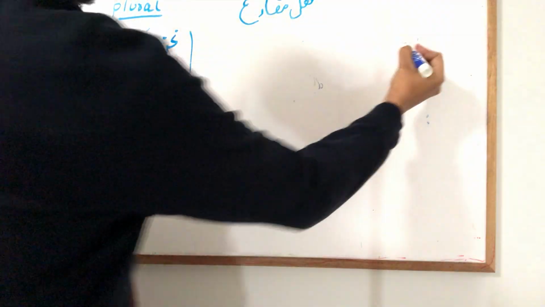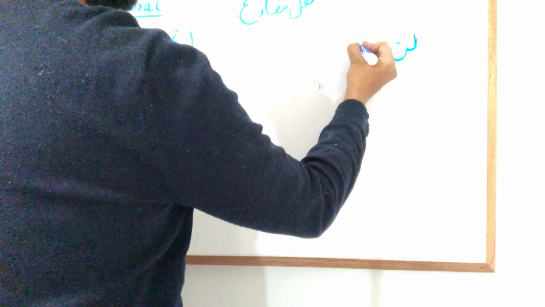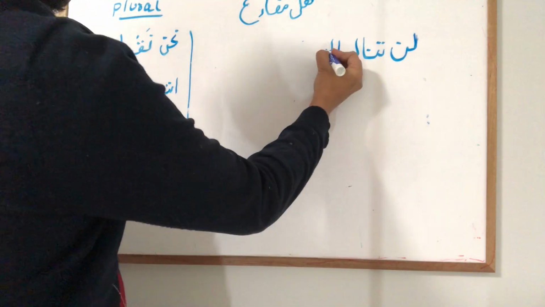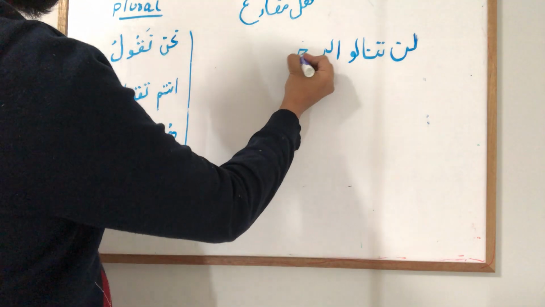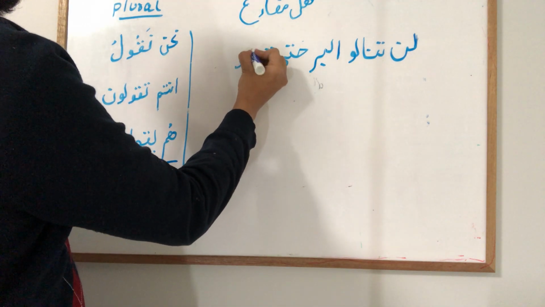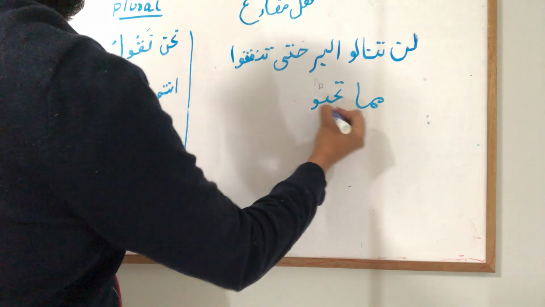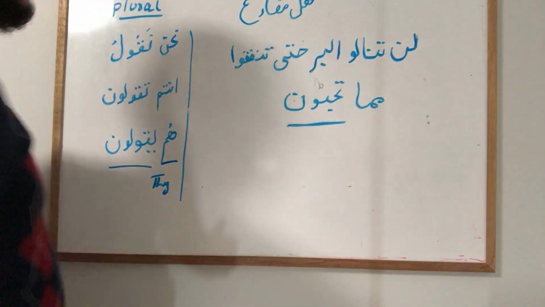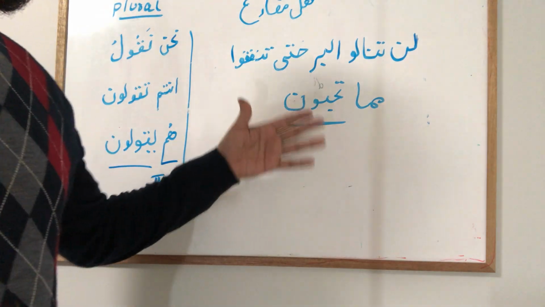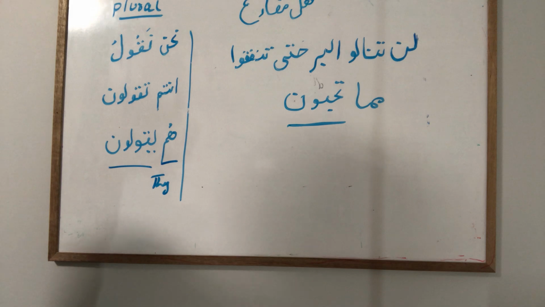Lan tanalul-birra hatta tunfiqu mimma tuhibbun. You know this ayat, Surah Al-Imran, right? Ayah number 92 starts with this line. Lan tanalul-birra hatta tunfiqu mimma tuhibbun. Tuhibbun. Hubb, love. Hubb becomes here tuhibbun, starting with the letter ta.